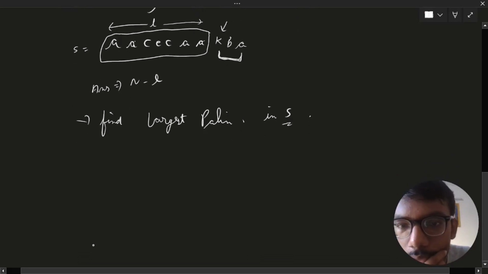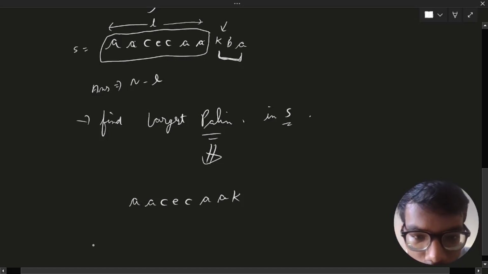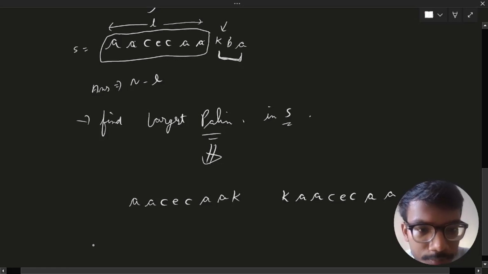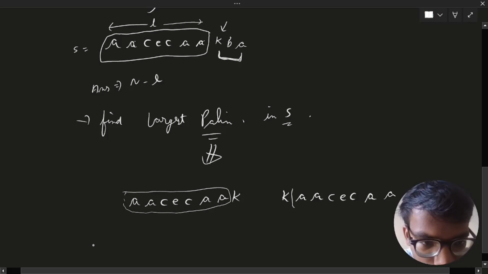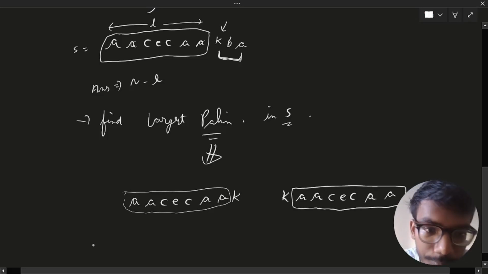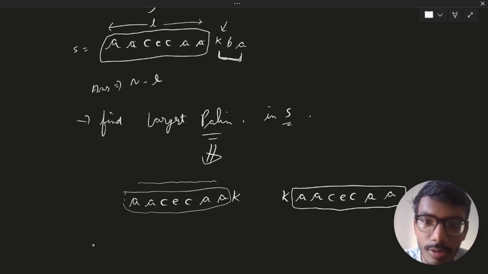For that, let us say what is the meaning of palindrome? Let us say what is a palindrome for this string. So let us say I'm having another k here. What is a palindrome? If I reverse this and check the occurrence of the string, and the string is repeated, which means this is a palindrome, right?